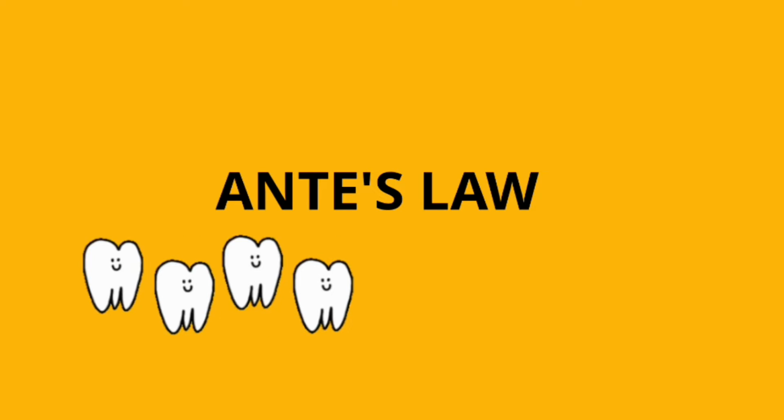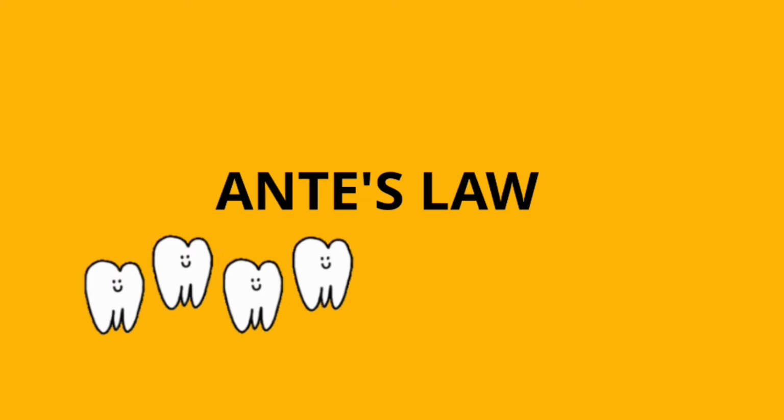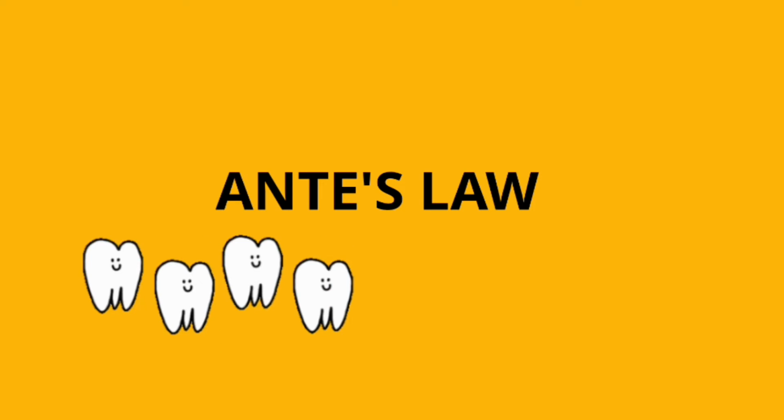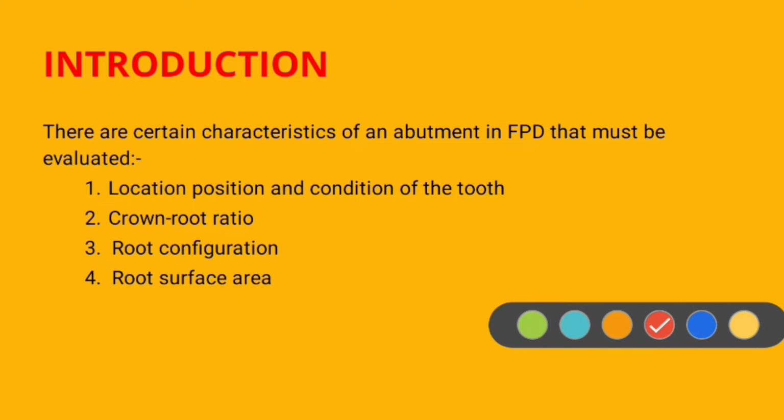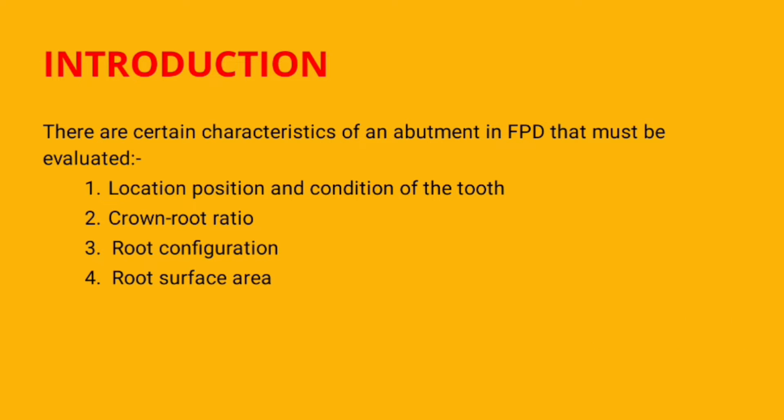I don't know the actual pronunciation. So this is an important topic in FPD. Let's start with the introduction. This is the first point which you should write in your answer. That is, there are certain characteristics of an abutment in FPD that must be evaluated. So these characteristics are location, position, condition of the tooth, crown root ratio, root configuration, and root surface area.